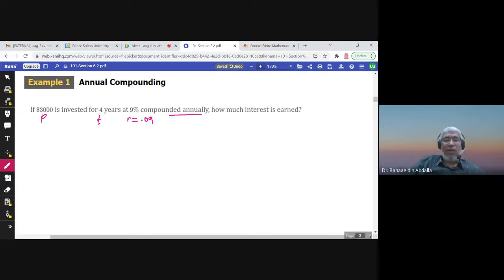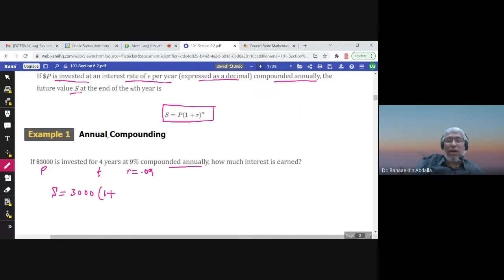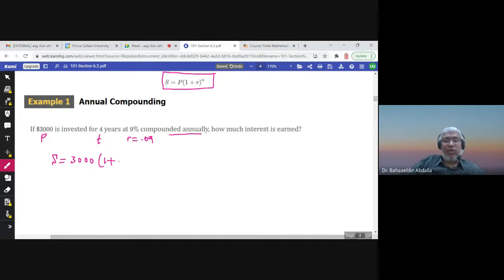Let us see. So the future value would be P, which is 3,000, times 1 plus R, which is 0.09, to the power n, the number of years, which is 4.